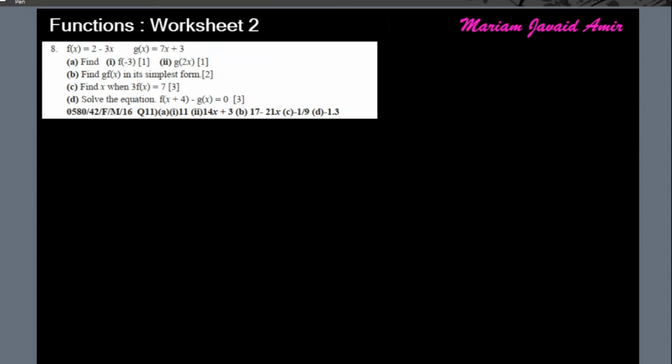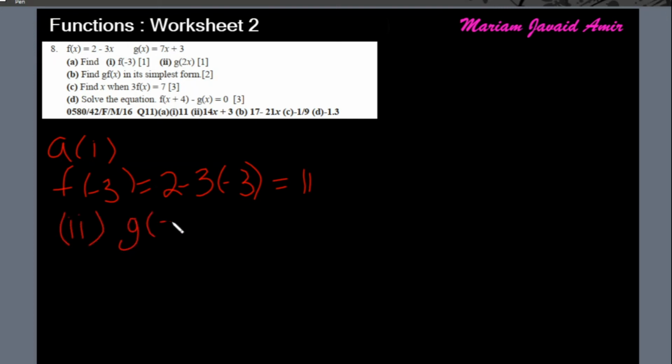Question number 8. Part A. Find f minus 3. So in fx, change x to minus 3 and we get 11. Part 2, find g of 2x. So in gx, replace x with 2x and we get 14x plus 3.